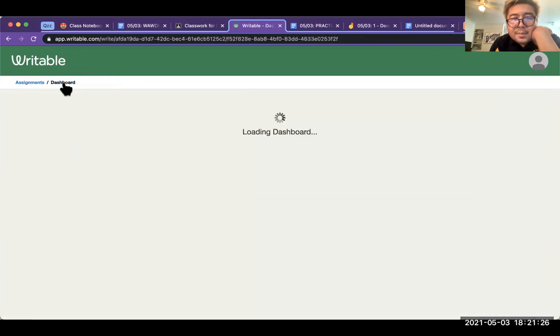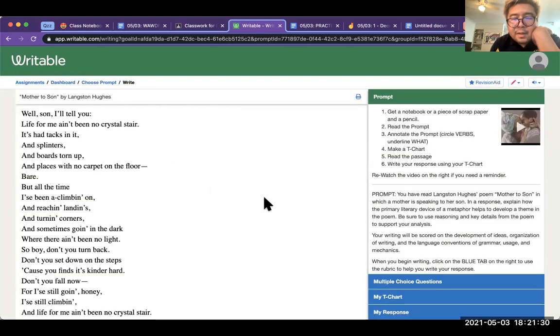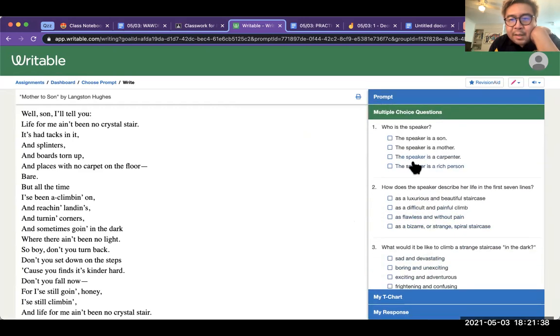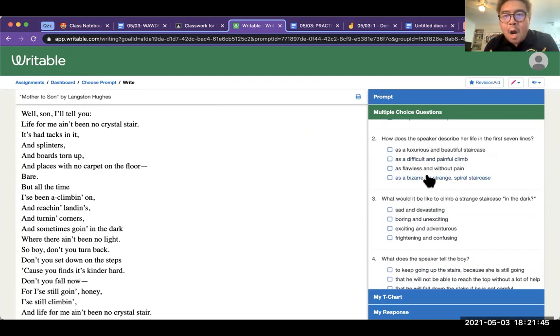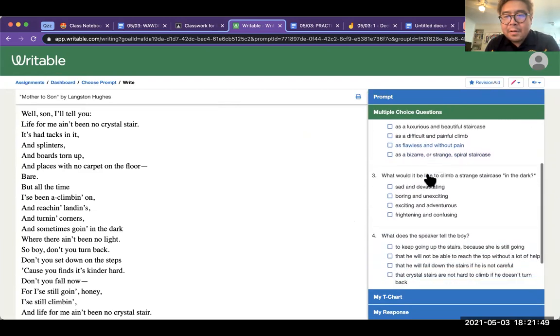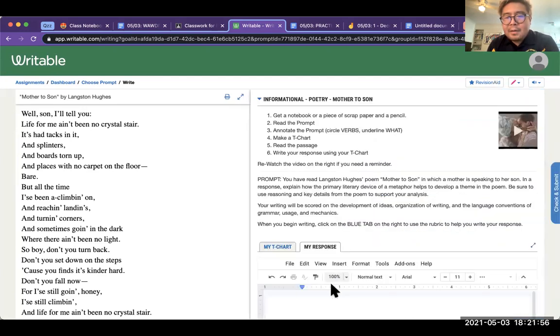I'm going to go back to the dashboard and go back to Read and Write. I wanted to show you a few things. So here's your prompt again. We broke it down, and hopefully you broke it down in a T-chart on a piece of paper in front of you. There are multiple choice questions here that I asked to help you understand the reading. This won't be on the test, but give them a try and see if you're understanding properly so that your answer will be as close as possible to being correct. And then lastly, your response.